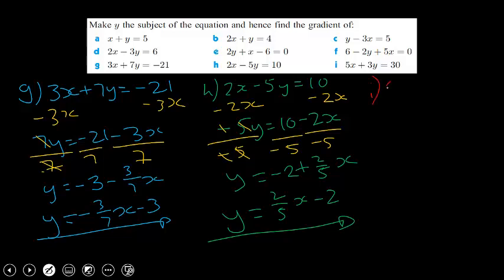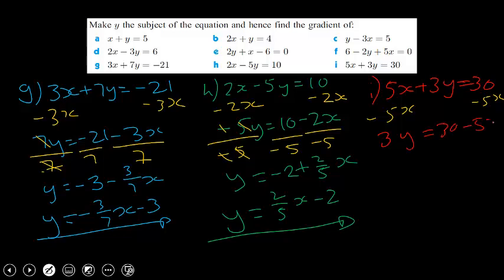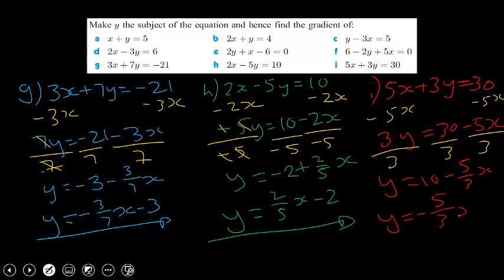Question I. 5x plus 3y equals 30. Get rid of the x, so minus 5x, minus 5x. 3y equals 30 minus 5x. Divide by 3, divide by 3, divide by 3. Y equals 30 divided by 3 is 10, minus 5 over 3x. Rearrange. Y equals minus 5 over 3x plus 10.